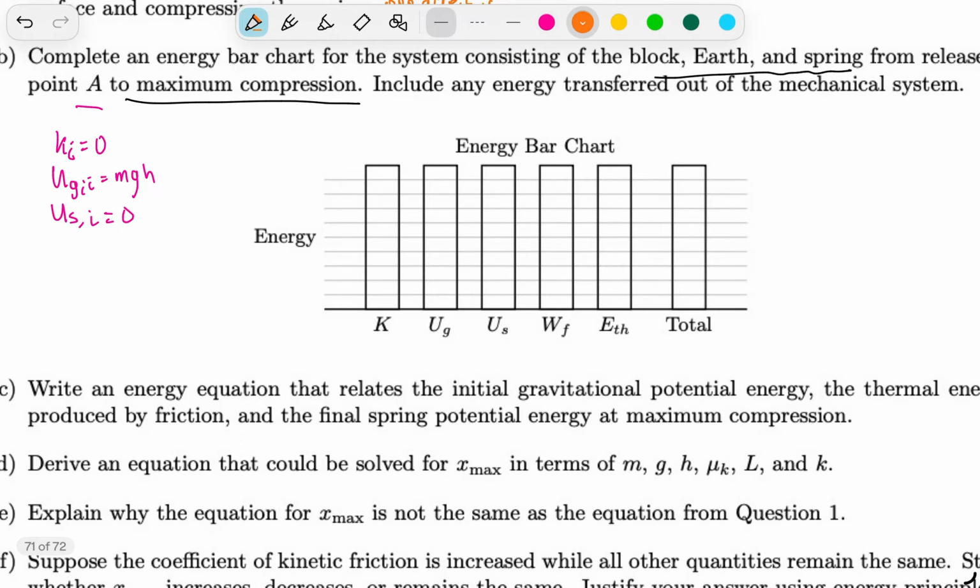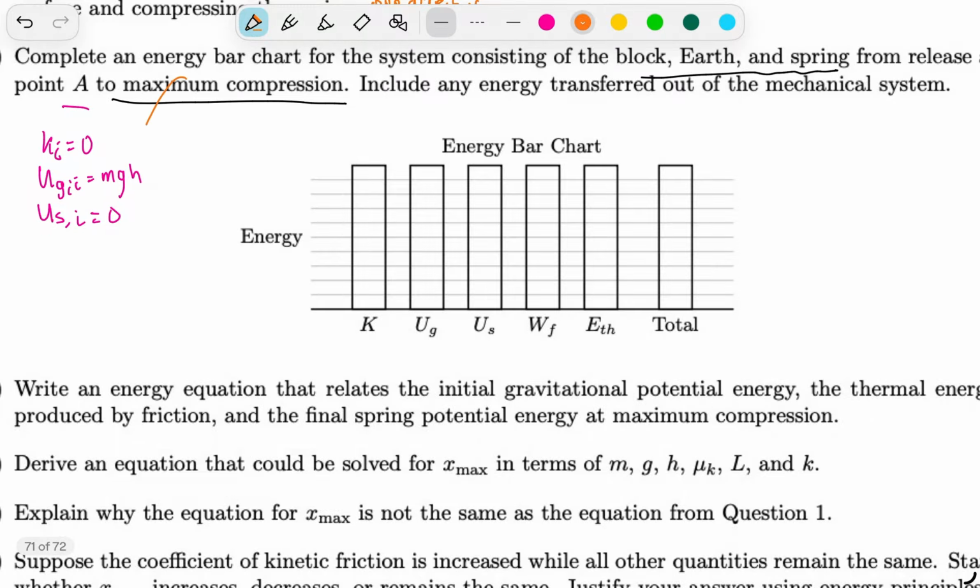Now when you are at your maximum compression, your final kinetic energy is equal to 0 because you're compressed as far as you can. So your Vmax is equal to 0 and your spring potential energy is at its maximum, aka 1/2 k x max squared. You're at your max displacement. Your gravitational energy is equal to 0.